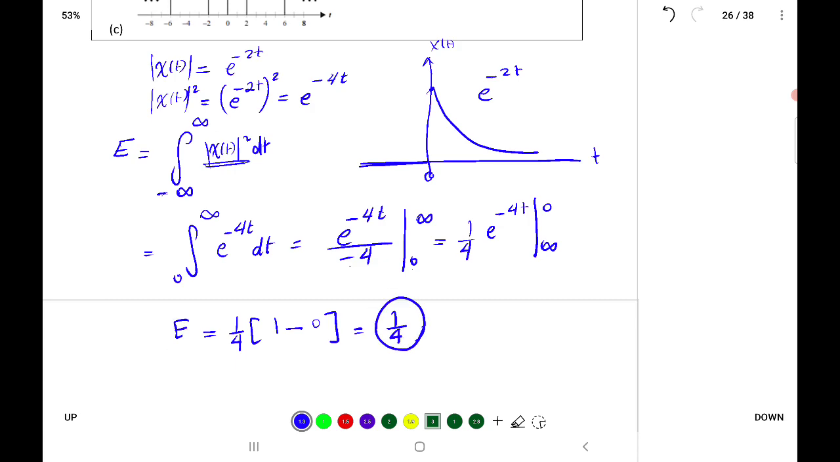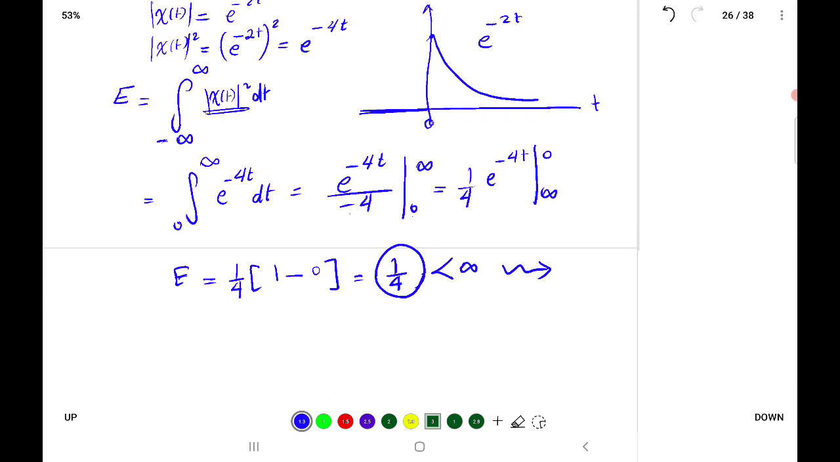So the energy is limited. The energy is a finite number. It's less than infinity. So you don't have to find that expression for power. It's an energy signal. Why is it an energy signal? Because when we calculate the energy, we found it's finite. It's not infinite.